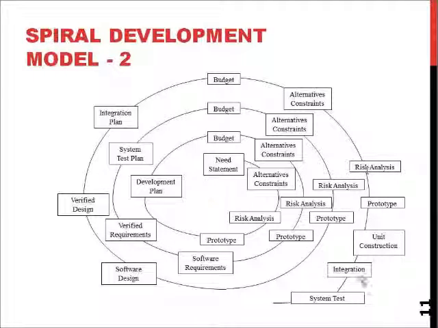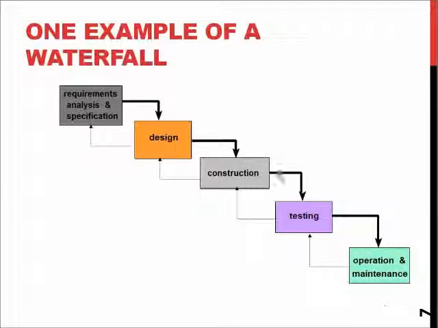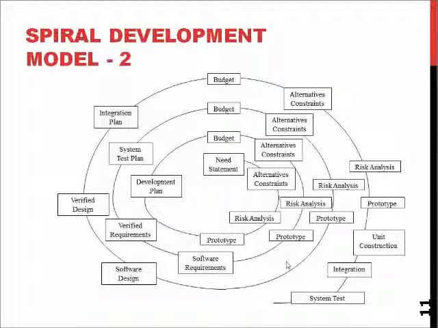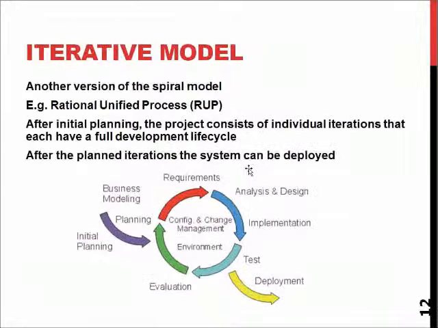So at this point, we break the spiral and do unit construction, systems integration, and start doing system testing to ensure that the system built out of the latest prototype fulfills all the requirements, which would then mean that we go from the construction, design and requirement spiral into testing work and later into operation. So basically, the spiral development model is a form of iterative development model.